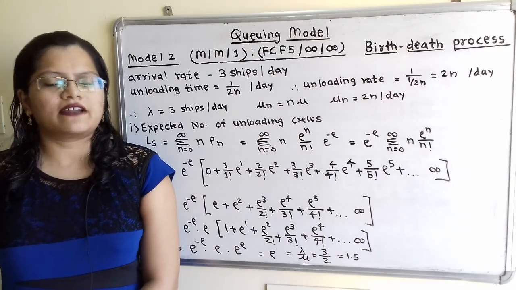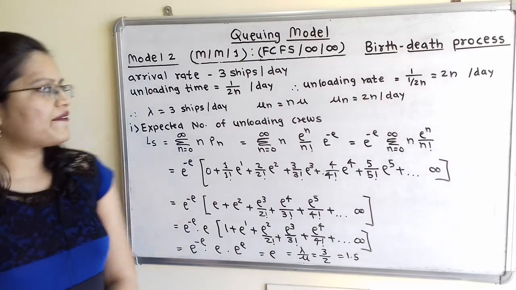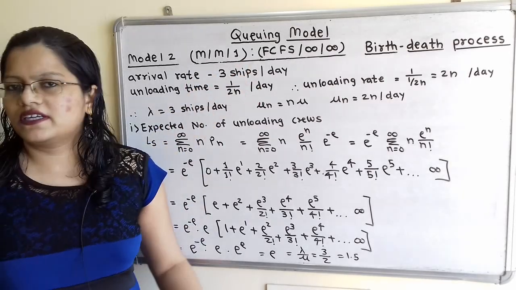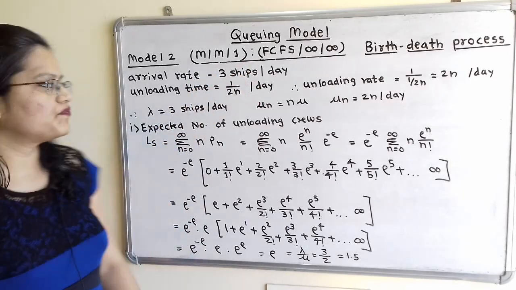Let us understand the given data. Arrival rate is 3 ships per day, as mentioned, and it is fixed.